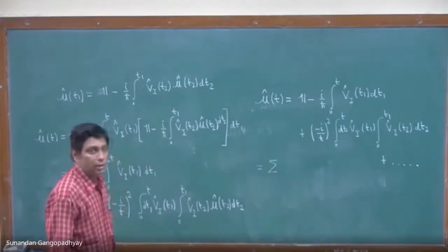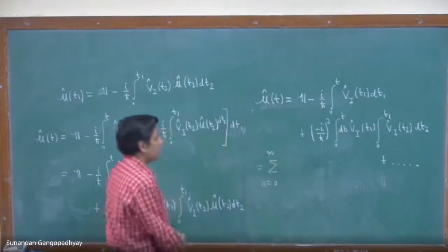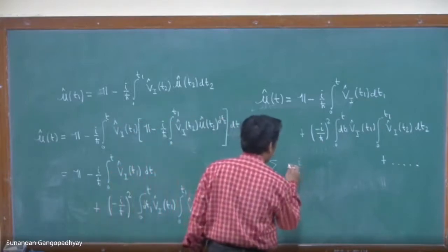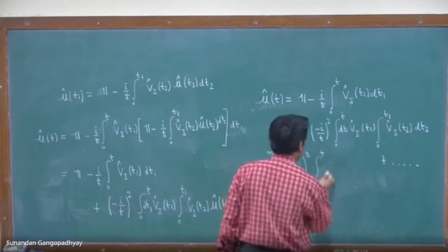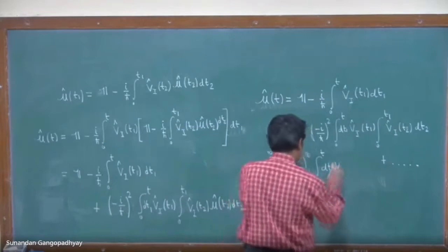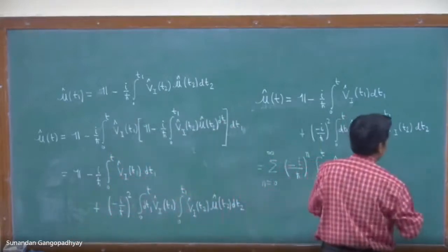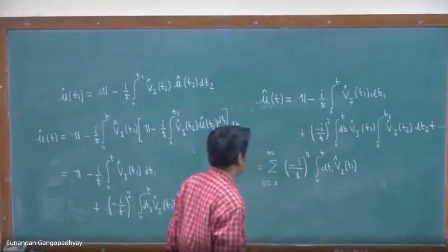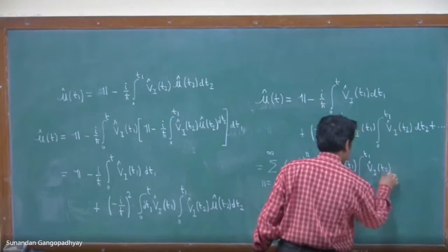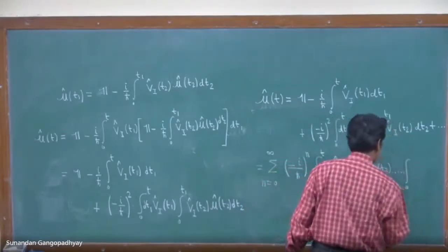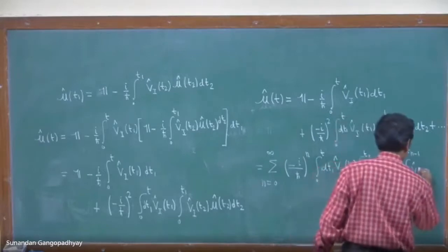So this thing we can write in the following way: summation n equal to 0 to infinity, minus i by h bar whole to the power n, integral 0 to t dt1 V hat I t1, then integral 0 to t1 dt2 V hat I t2, and so on, up to integral 0 to t n minus 1 dtn V hat I tn.